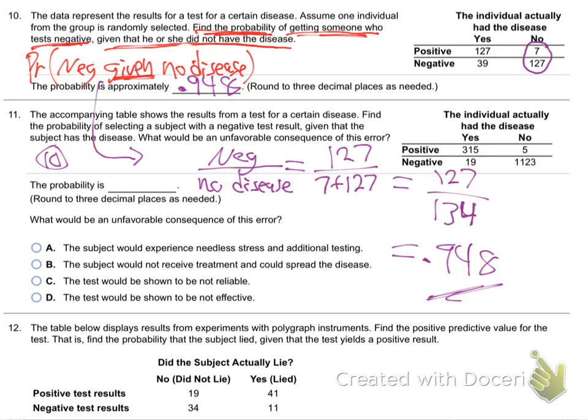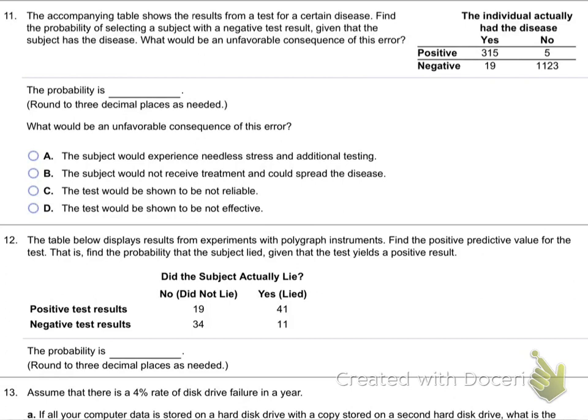Good. Okay, want to try number 10? See if you can do number 10. Yeah, I thought we just did 10. Okay, same kind of table. It says, find the probability of selecting a subject with a negative test. So what's the probability of negative given what? Given has the disease.